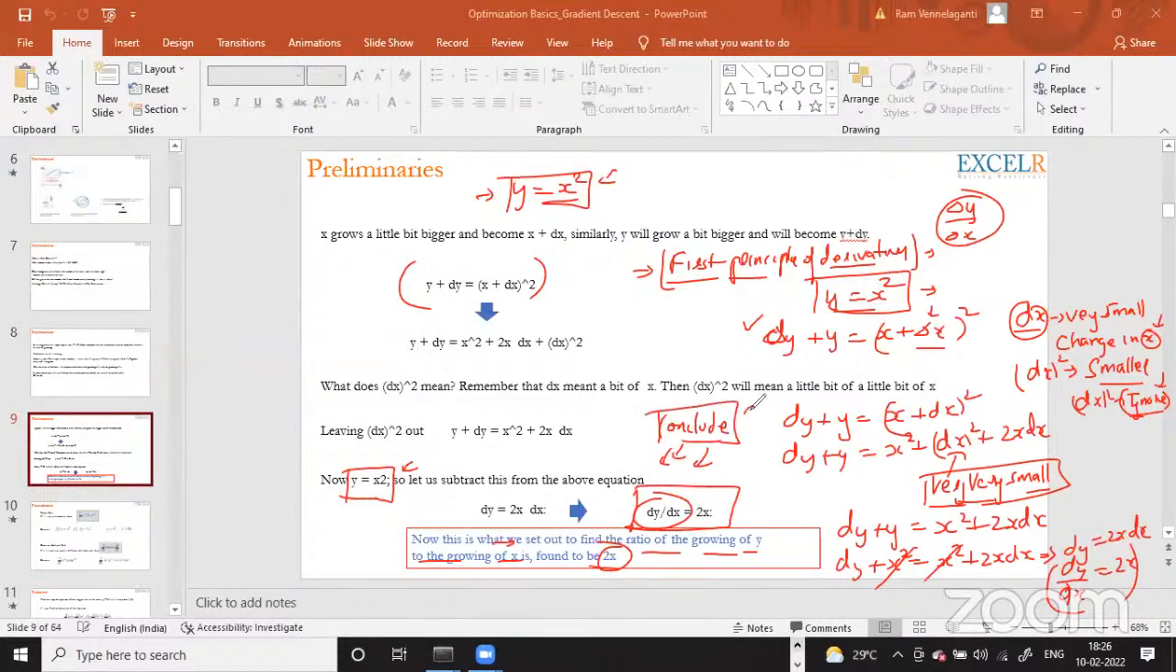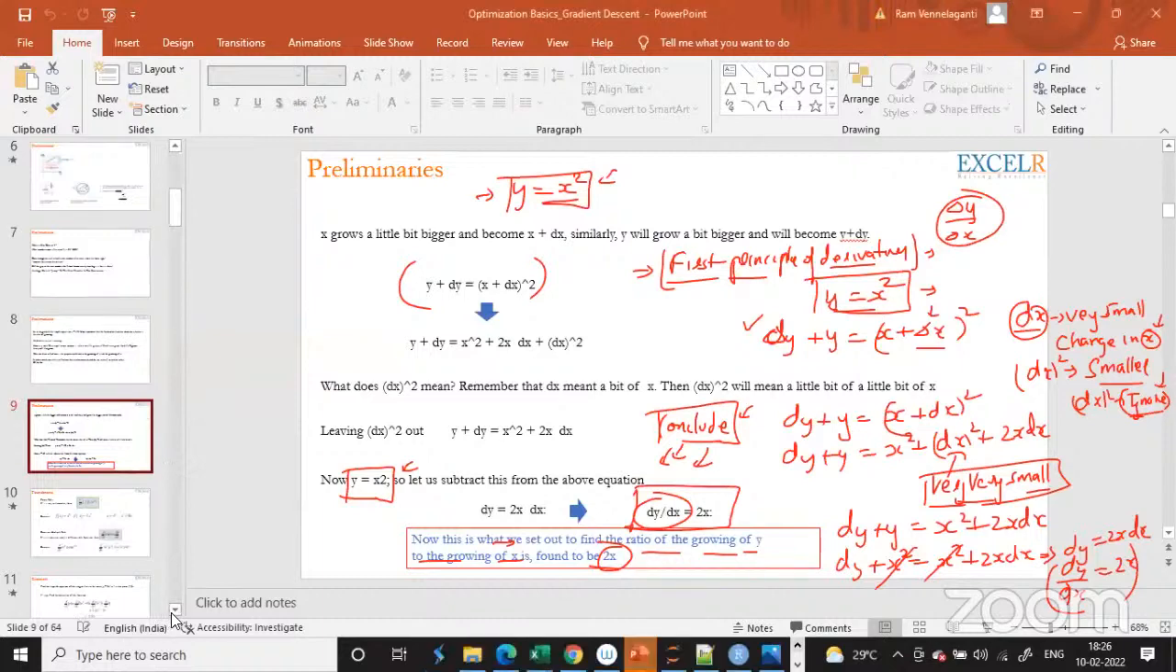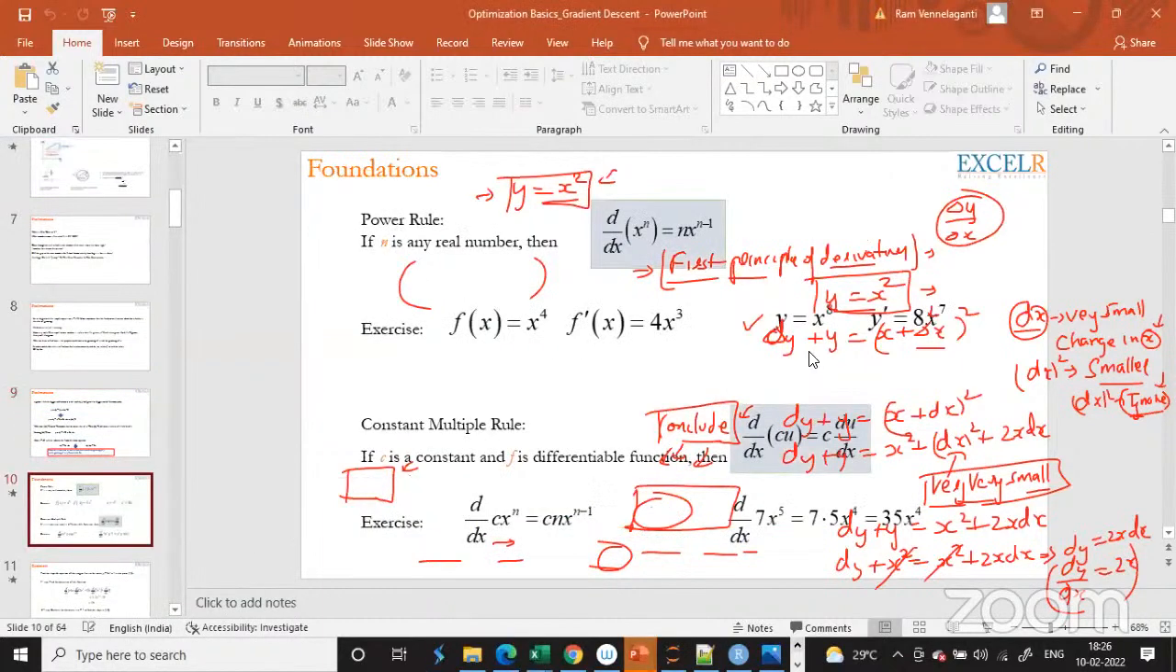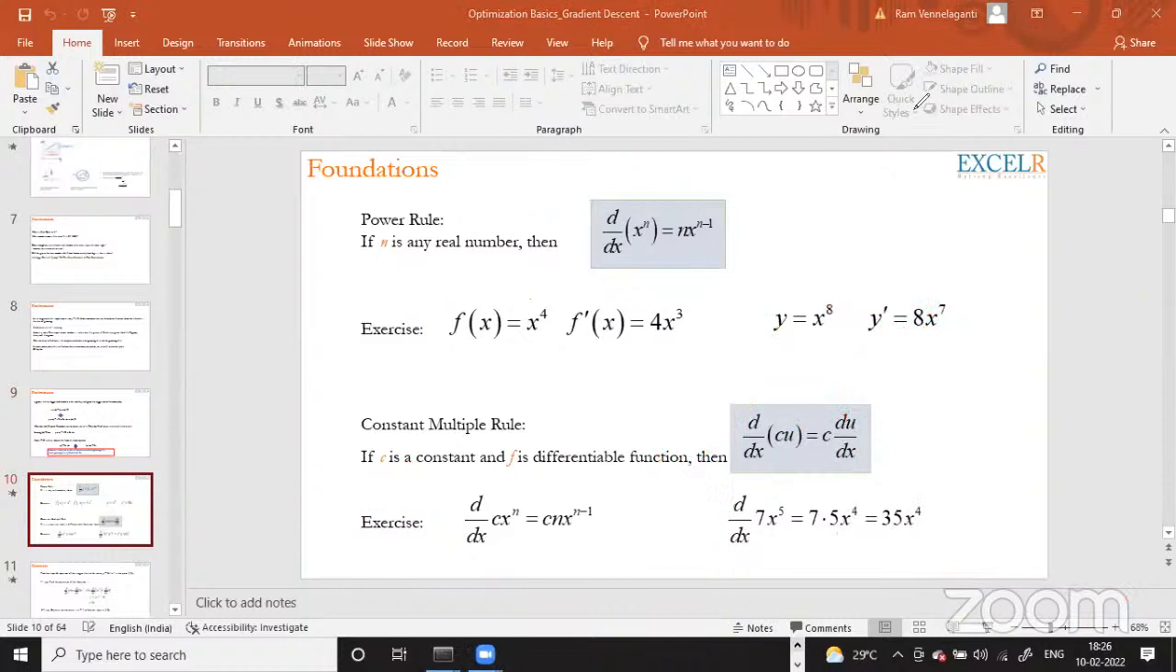Now, if I want to use any formula, in your 11th standard, we would have discussed some formulas in derivatives. We have to remember those formulas. For example, one such formula you would have discussed in school was the power rule in derivatives. What is the power rule formula? d by dx of x power n can be written as n into x power n minus 1. This is called the power rule.